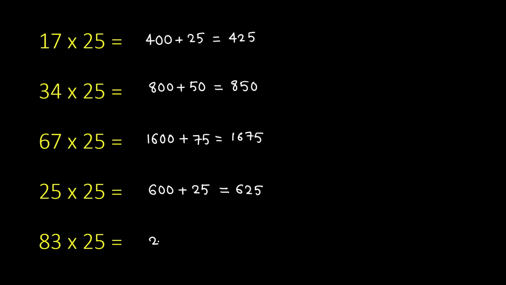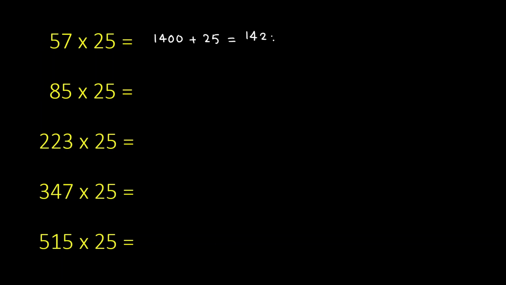Some more questions. 57 when divided by 4. The quotient is 14. So it is 1400. The remainder will be 1. 1 25 is 25. When you add them, you get 1425. 85 when divided by 4. The quotient is 21. So it is 2100. And the remainder is 1. 1 25 is 25. So the answer is 2125.